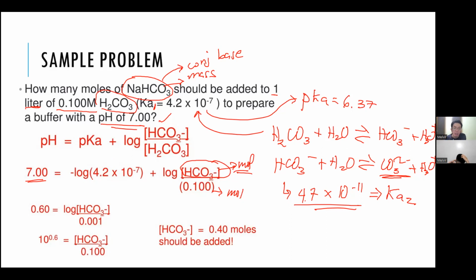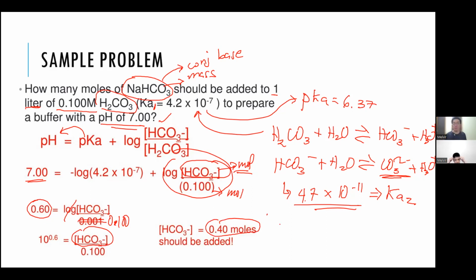Simplifying the equation, once you have the pKa, let's say 6.37 or 6.4, you transpose it, so you get the difference pH minus pKa, which is 0.6, equal to the logarithm of bicarbonate over 0.1. To remove the logarithm, take the antilog: 10 raised to 0.6 equals bicarbonate over 0.1. Since the logarithm is gone, you can calculate bicarbonate: 0.1 times 10 raised to 0.6, which equals 0.4 moles.